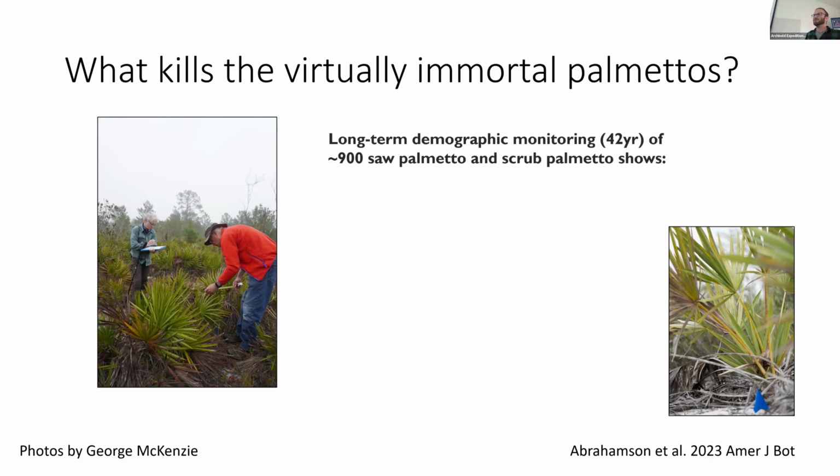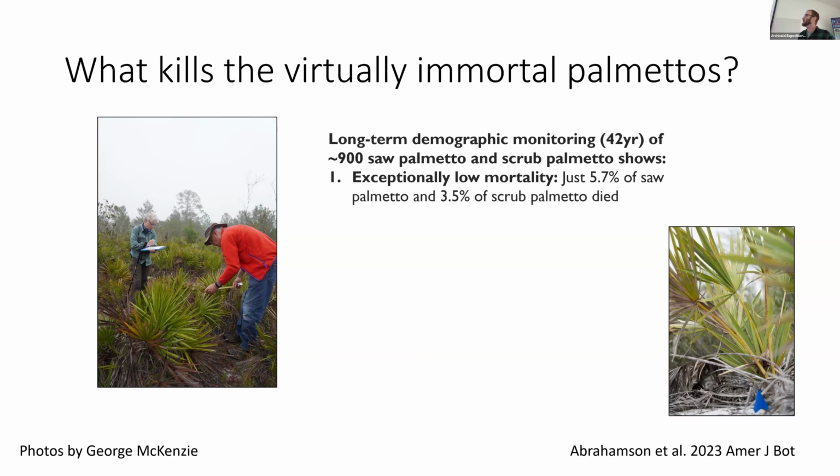So he has a long-term data set, and we're really interested in looking at how we could use this data set to understand how frequently these things actually die, and then what might be killing them. So some study highlights. Over 42 years, these have exceptionally low mortality. 5.7% of the saw palmettos and 3.5% of the scrub palmettos died, so not very many.